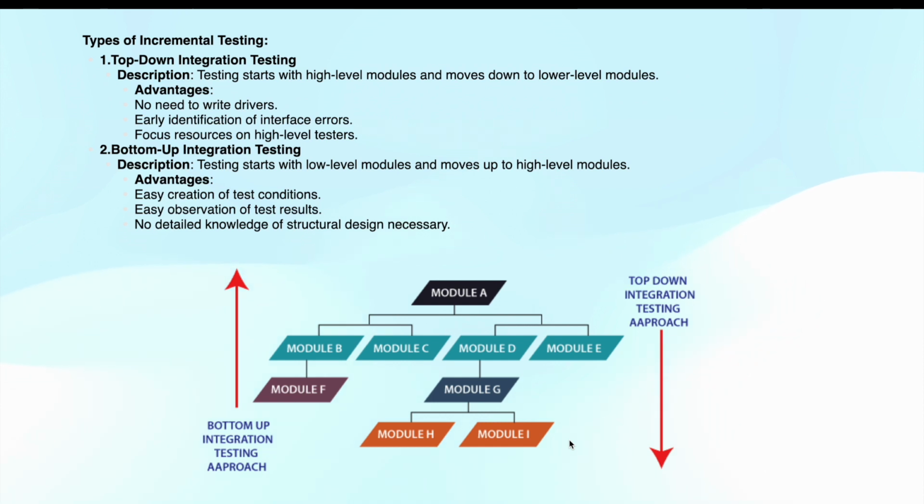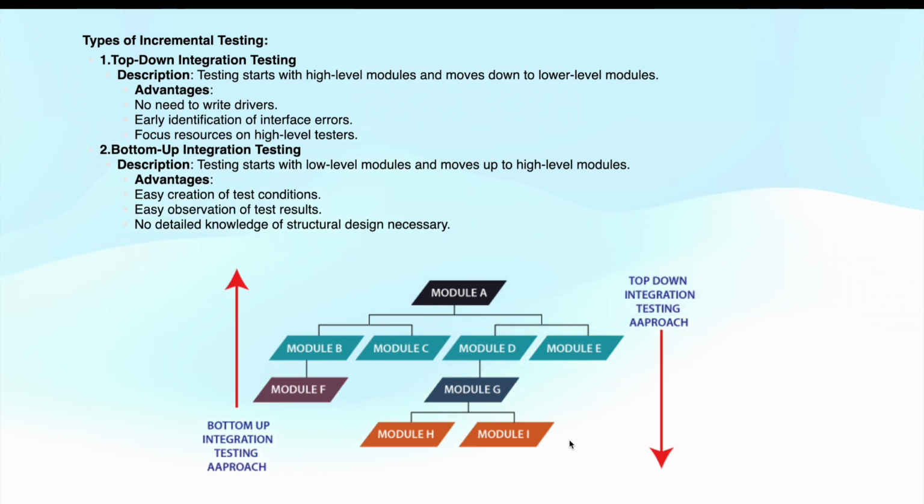Second is bottom-up integration testing. Bottom-up integration testing is an approach where testing starts with low-level modules and moves up to high-level modules through the control flow of the architecture structure. Low-level modules are tested first, followed by high-level modules. This approach is also known as inductive reasoning and results in an increase in the overall software development success rate.